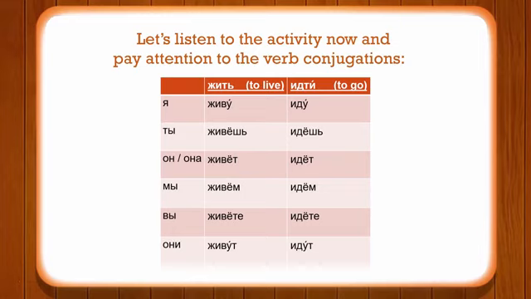Accordingly, if you pay attention to the verb идти, we can conjugate it like that. Я иду, ты идешь, он, она идет, мы идем, вы идете, они идут. I go, you go, he, she goes, we go, you go, and they go. So accordingly, you can use it as per the context of the situation, the context of the sentence, and then use it properly.